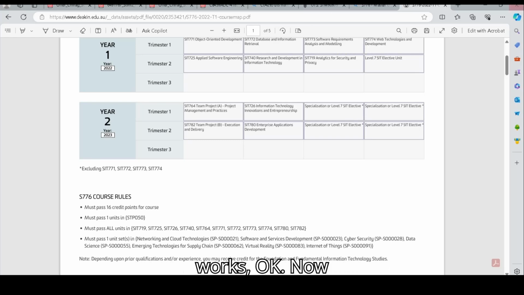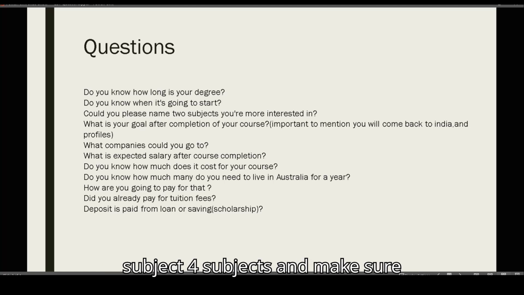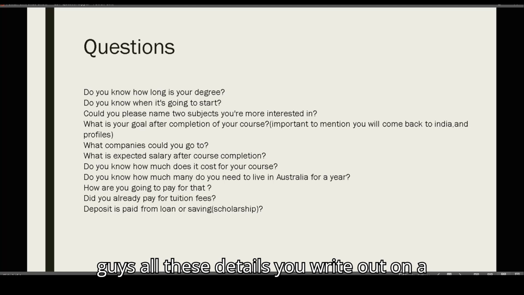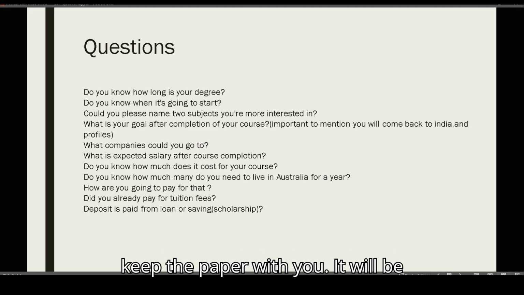Now you can get the names of 2, 3 or 4 subjects, and make sure, guys, you write out all these details on a paper during the interview call. Just keep the paper with you. It will be really easy for you guys.